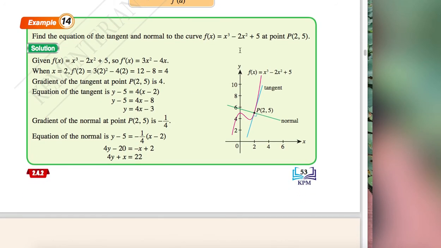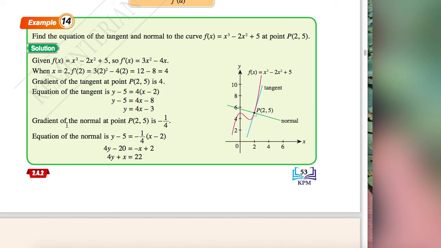So let's see the example in your textbook. Find the equation of tangent and normal. Same, this is the function. So we differentiate this one, we get 3x squared minus 4x. Okay, this is the gradient function. At x equals 2, we substitute inside. Okay, now when x equals 2, we substitute inside, you get 4. The gradient of the tangent at this point is 4. Equation of tangent, y minus y1 equals m times x minus x1. The m is 4 now. The other is the same.